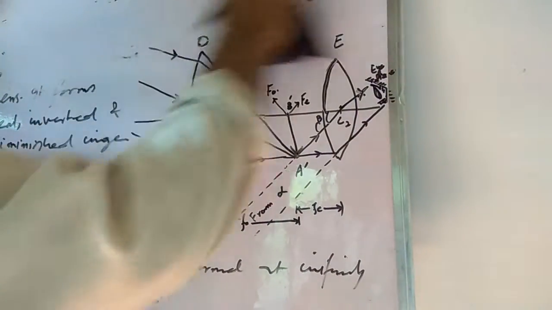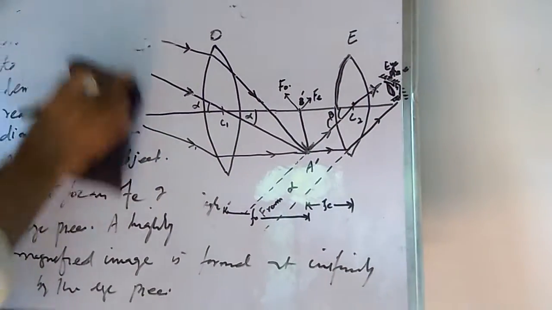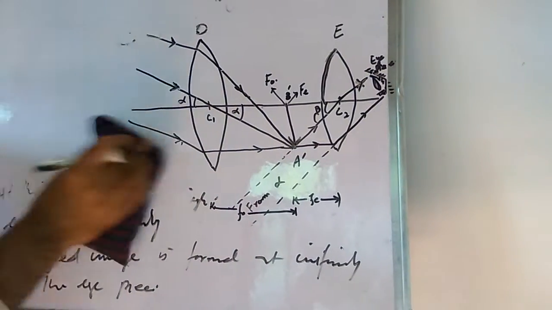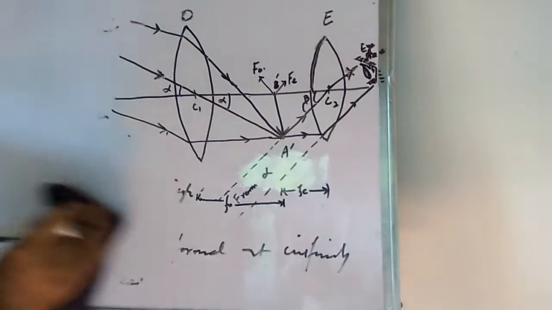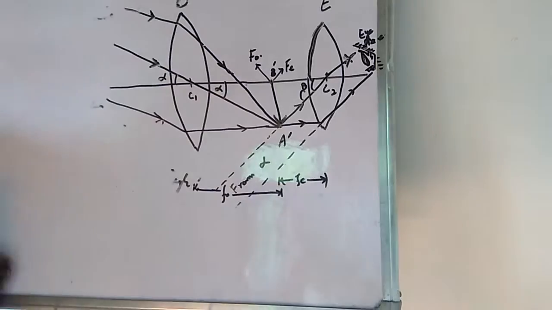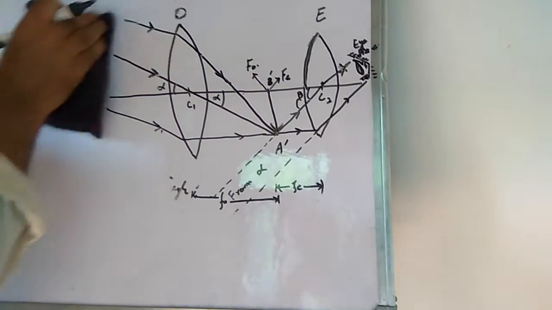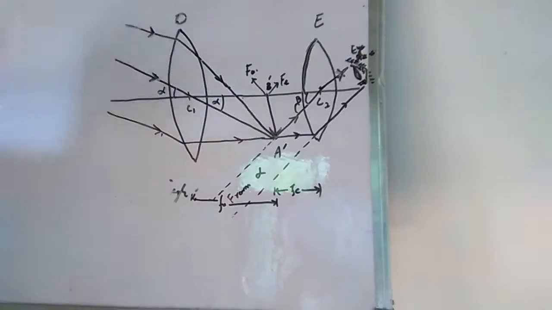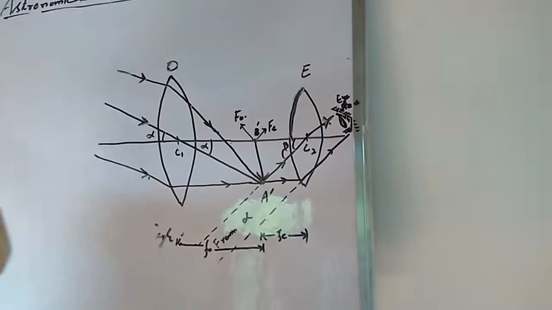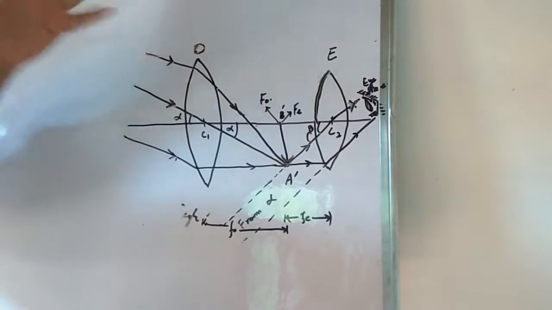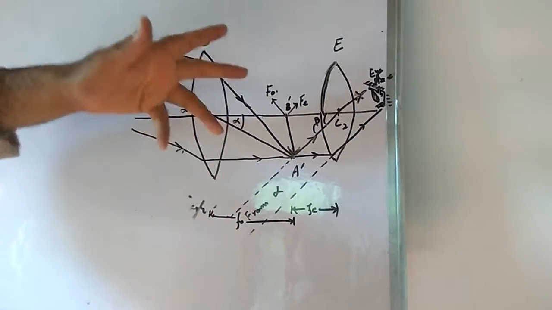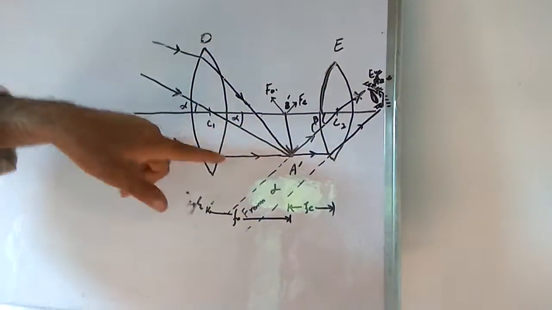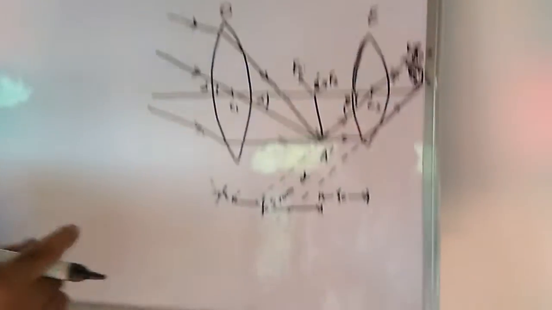Now dear students, as you know, the astronomical objects are spherical. That means the final image being inverted does not matter. Why? Because these astronomical objects are generally spherical, so the final image being inverted or erect does not affect our calculations. Now look here.